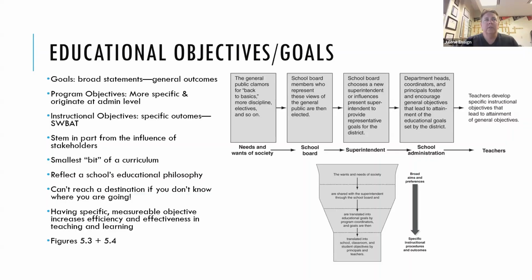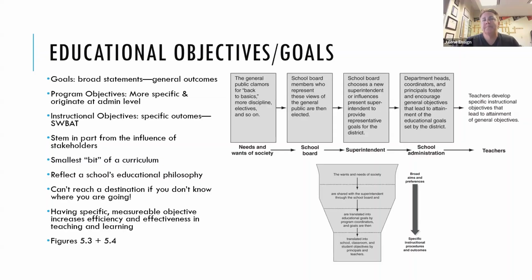The instructional objectives are the "student will be able to" statements. So by the end of the lesson, the student will be able to, and it's very specific. Some of this is influenced by the stakeholders. The stakeholders also have a say in the curriculum. We talked about all the different stakeholders, but this is the smallest bit of the curriculum. So we start with objectives, and then we're going to create activities to drive those objectives. And then we're going to assess whether or not we're meeting those objectives. Those specific, measurable objectives help increase efficiency and effectiveness in teaching and learning.